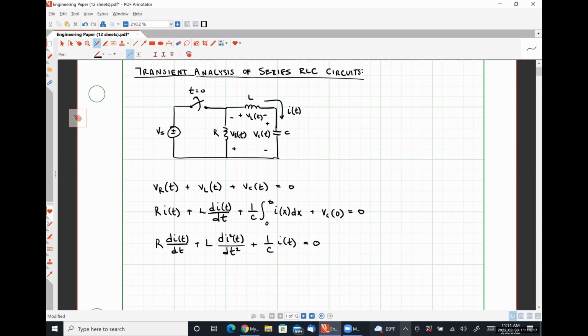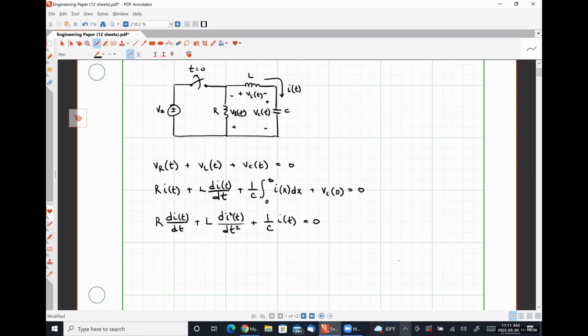And lastly, what I'm going to do here is I'm just going to rearrange things very slightly. I'm going to divide both sides by L and rearrange. And so that's going to give me the second derivative of current with respect to time plus R over L times the first derivative of current with respect to time plus 1 over LC times our current function is equal to 0.